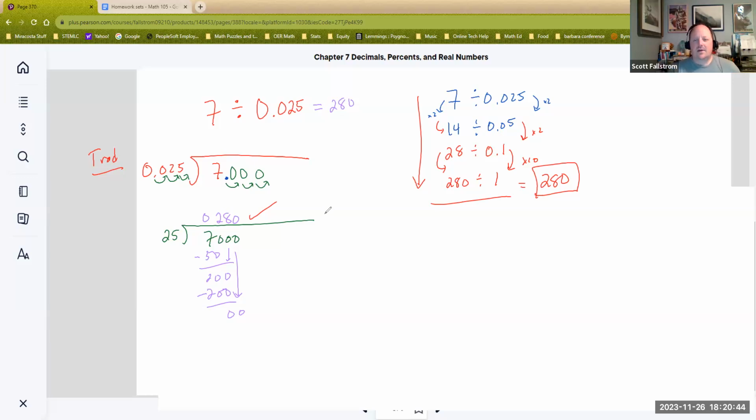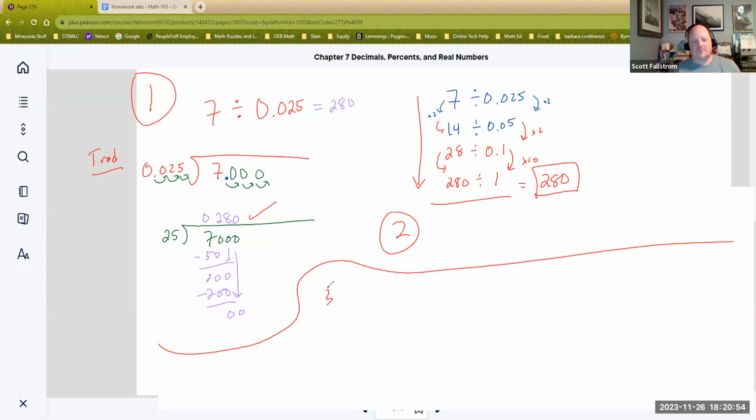Equal quotients. Very nice to have something like this. Very nice. Let's see here. So here's method number 1, the traditional. Method number 2, equal quotients. Method number 3, we'll do fractions.